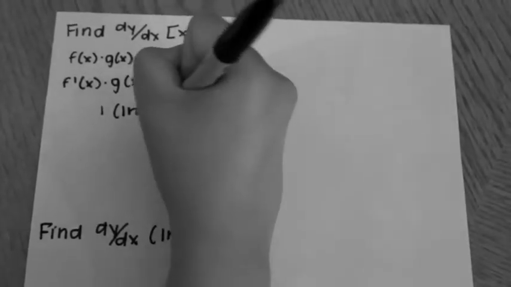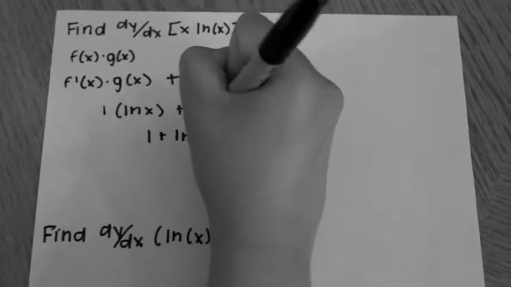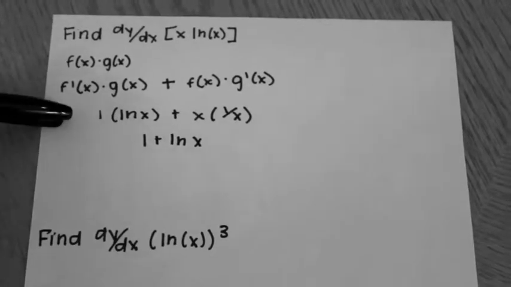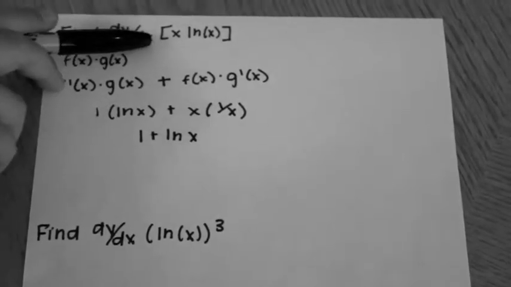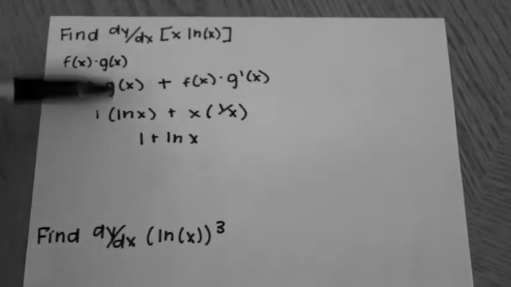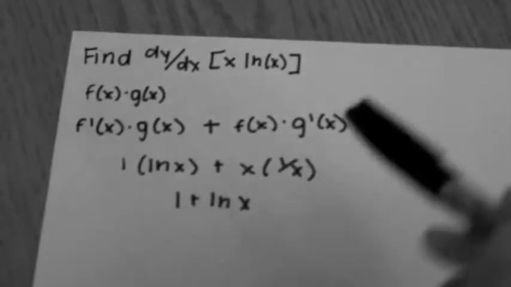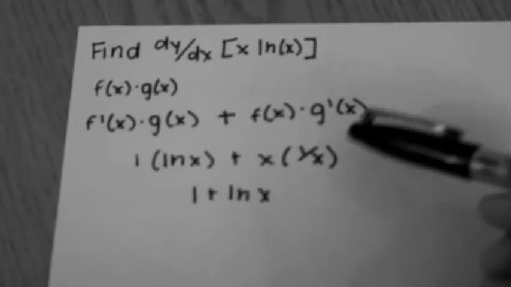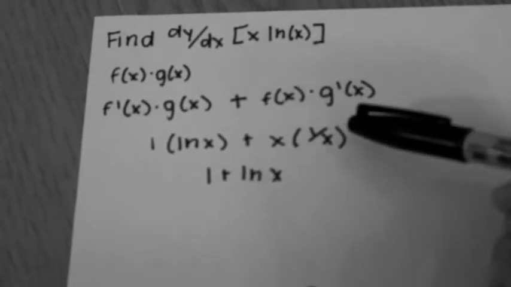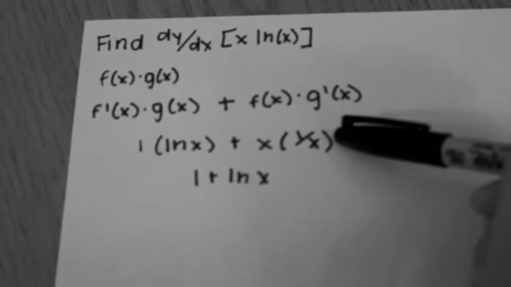Simplified to 1 plus ln x. 1 comes from the derivative of x, and ln of x stays the same because it's g of x. The second problem, f of x stays the same, and g prime of x. So derivative of ln x is 1 over x.